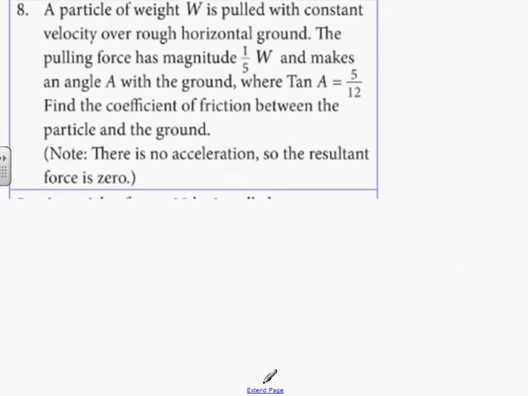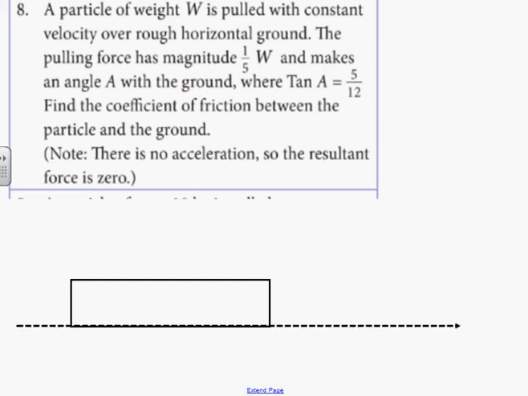If I remember correctly with one like this, you draw a block representing your object, and some rough ground. You draw the pulling force going up this way, and this pulling force has two components. It has a component that's lifting it off the ground, and a component pulling it to the right. So there's two different ways this can go, up and across.